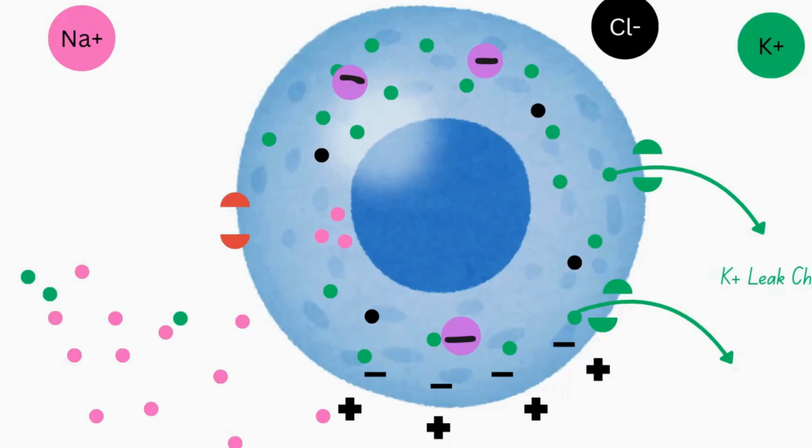But the potassium going out is going to give the inside an even more negative charge because you have positive leaving. And remember, voltage is the charge of one thing relative to another. So since the outside is gaining even more positive charges and the inside is losing positive charges, it's going to make the voltage even more negative.